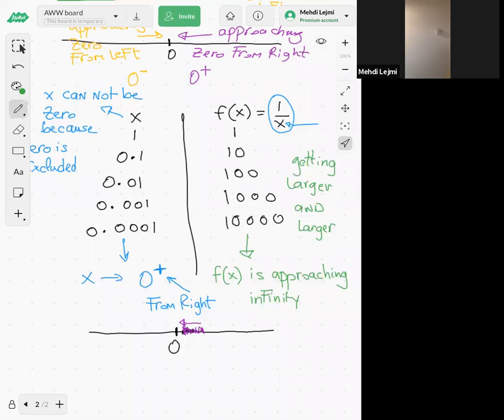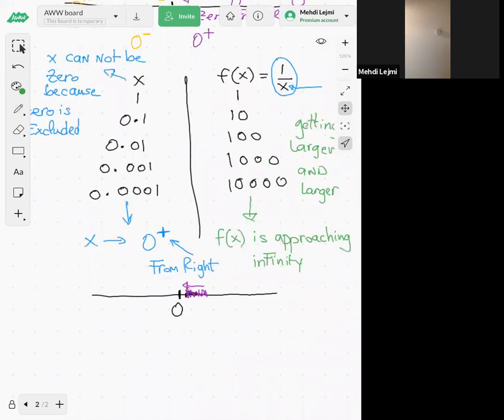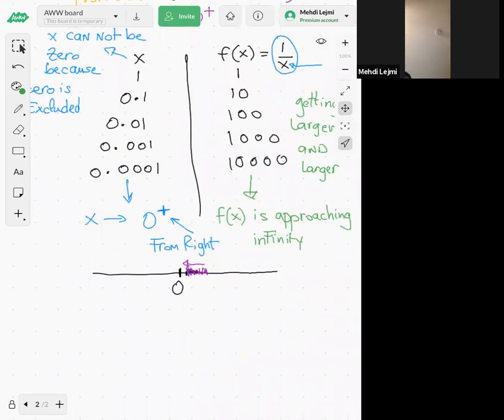Now, of course, you can do the same thing with negative values of x. So instead of 1, 0.1, 0.01, etc., you can have negative 1, negative 0.1, negative 0.01, negative 0.001, and so on. So you can do the same thing with negative values. And then the conclusion is that the values of the function f are also going to be negative. If x is negative, f of x is also negative.